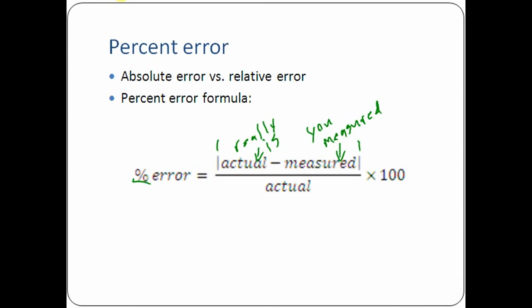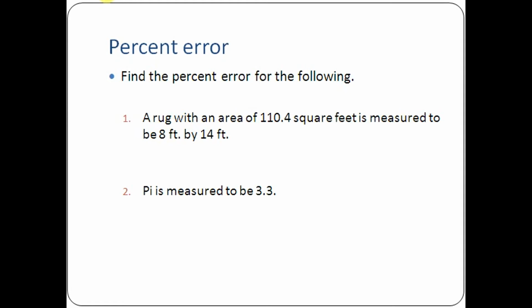Let's try working out a quick example on this. A couple examples, and go from there. So let's find the percent error for the following. A rug with an area of 110.4 square feet is measured to be 8 feet by 14. So what we want to end up doing here is, first thing, what is our actual? Well, it says it has an area of 110.4 square feet. That's what it actually is. And it's measured to be 8 feet by 14.